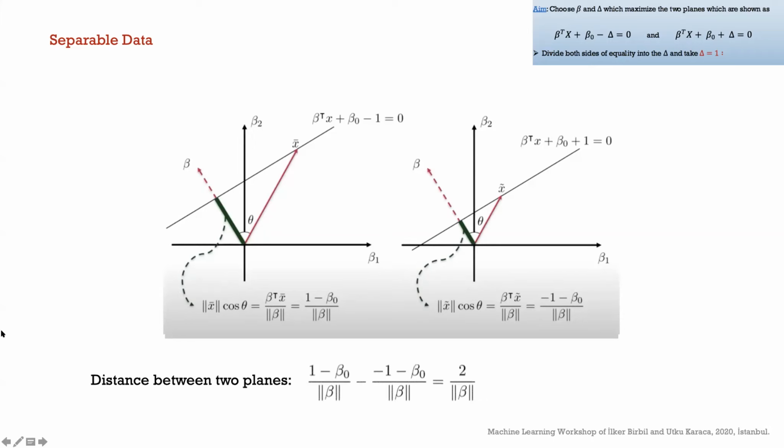Let's see, we want to find the distance between these two planes, because it is our margin that we are looking for, and it has to be maximum for the support vectors. And it's very easy to see: the distance between these two planes is equal to 2 over the norm of beta. We already defined that part, and now our job is easier. We want to maximize this.